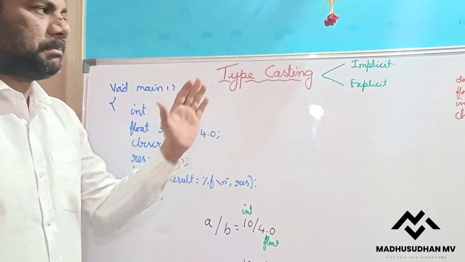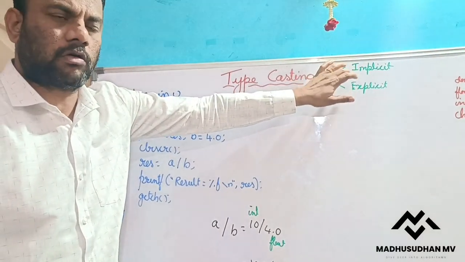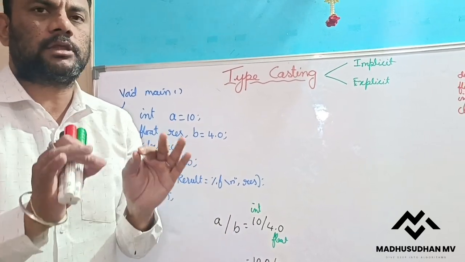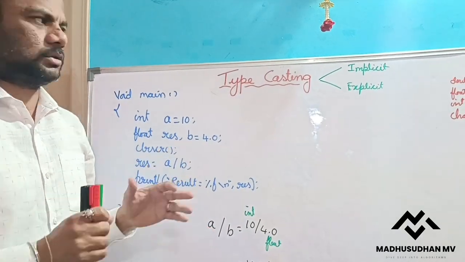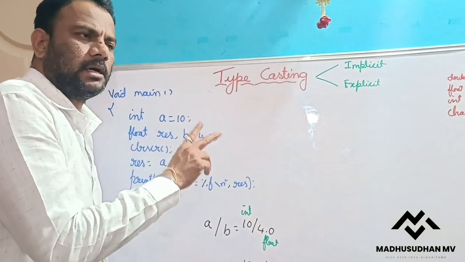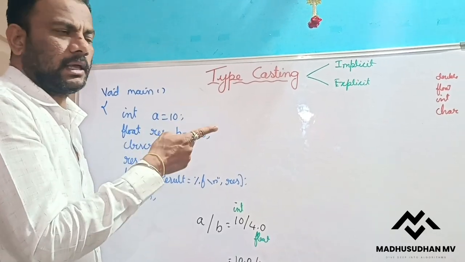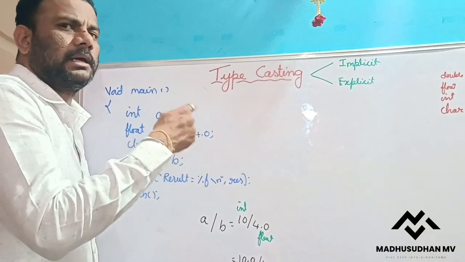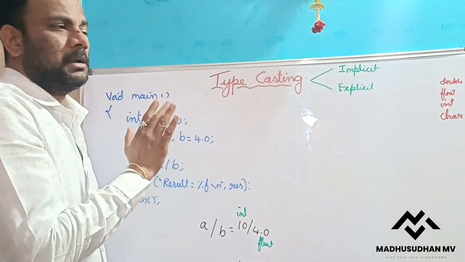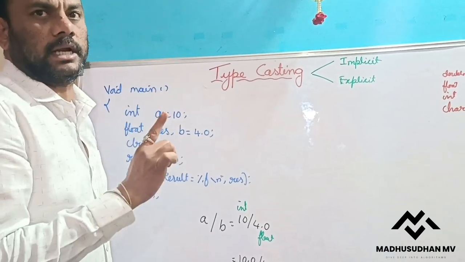Now the summary: implicit conversion, also called implicit typecasting or internal typecasting, is done by the compiler automatically, without the knowledge of the programmer. Whenever the compiler is doing any operation, both operands should be of the same type. Whenever different data types are present, the compiler automatically converts the lower data type to a higher data type. Okay, that's it.